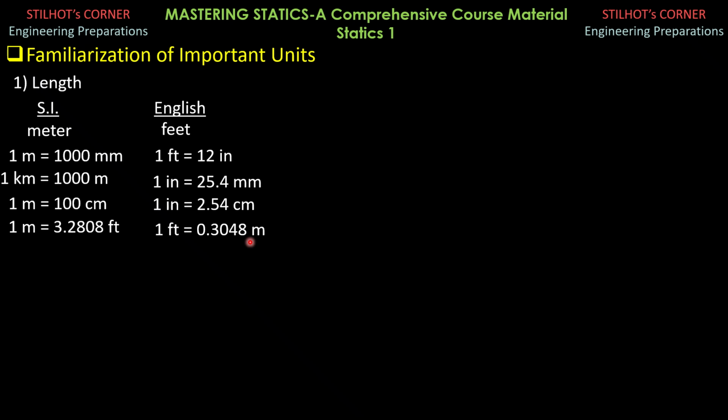Then let's proceed to mass. For mass, in SI units, it is the kilogram, and for English units, it is the slug. 1 kilogram being 1000 grams, and one slug, which I'm going to convert in a moment, is 14.593 kilograms.